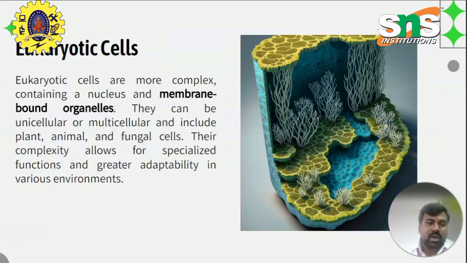Eukaryotic cells are more complex in size as well as mechanisms, containing a nucleus and membrane-bound organelles. They can be unicellular or multicellular, and plants, animals, fungi and some protists are examples of eukaryotic cells. Their complexity allows for specialized functions and greater adaptability in various environments.